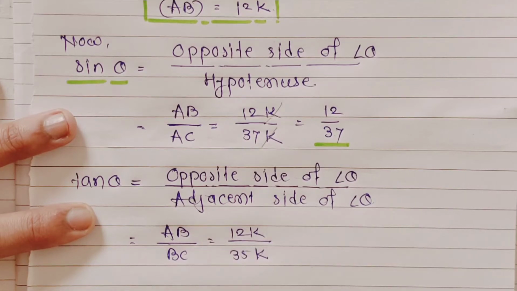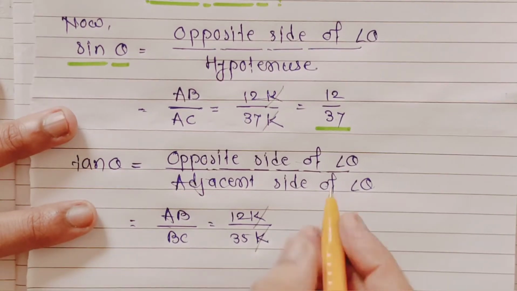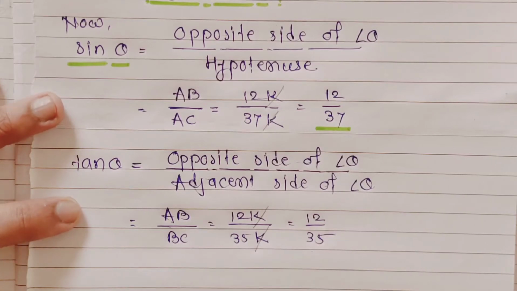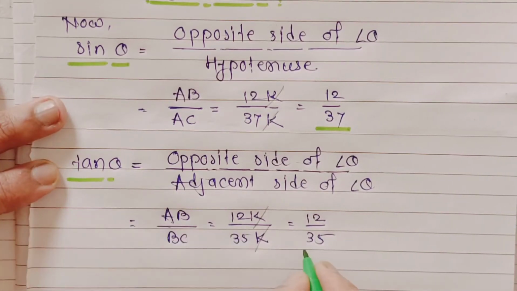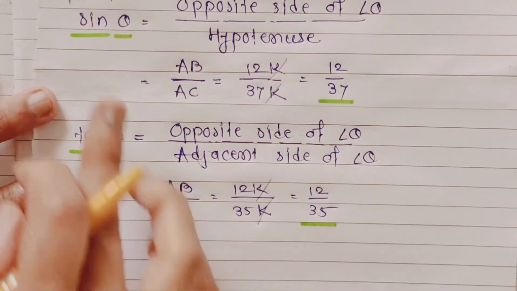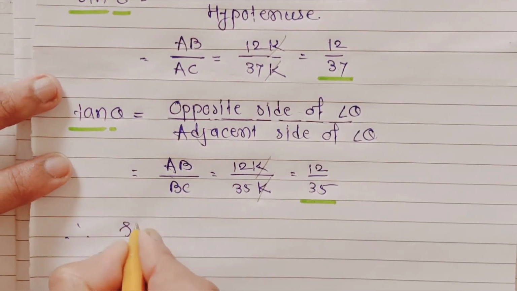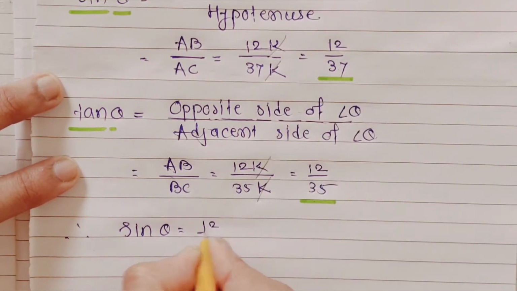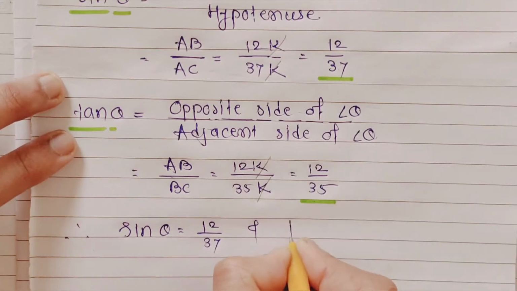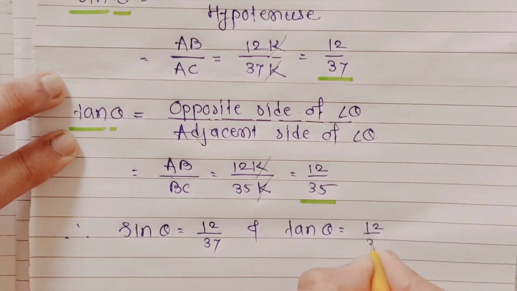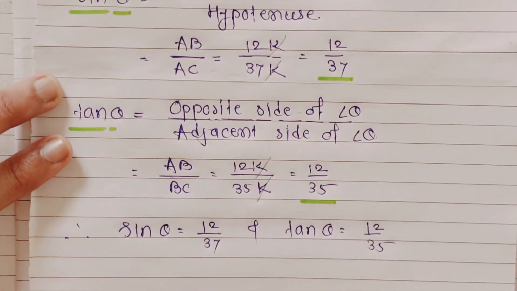So k and k will cancel. Remaining 12 upon 35. Tan theta is equal to 12 upon 35. So therefore we can write sin theta is equal to 12 upon 37, and tan theta is equal to 12 upon 35. Is it clear? It is our answer.